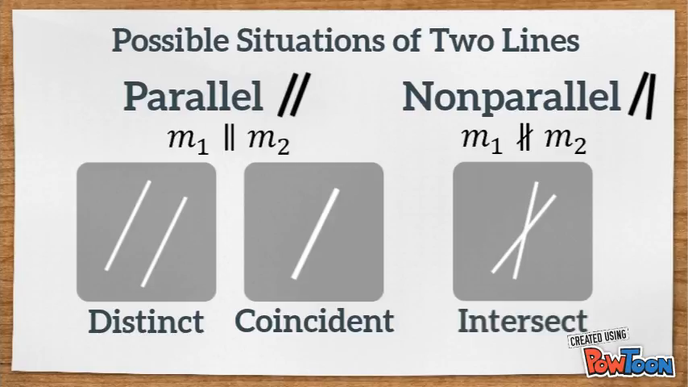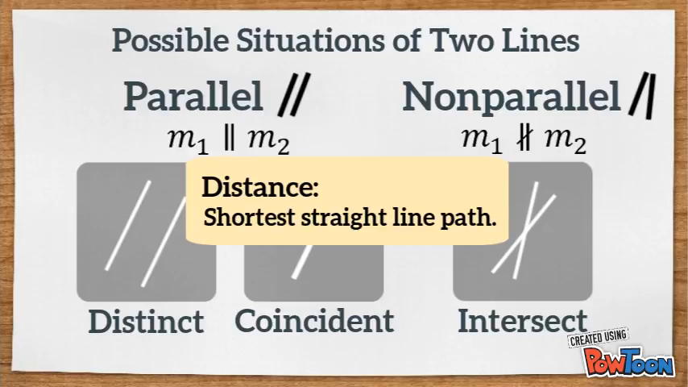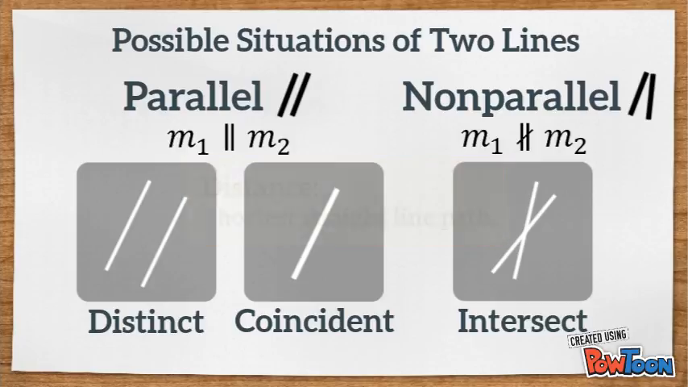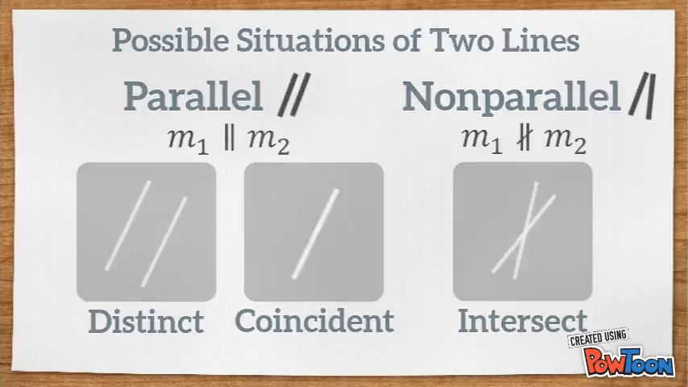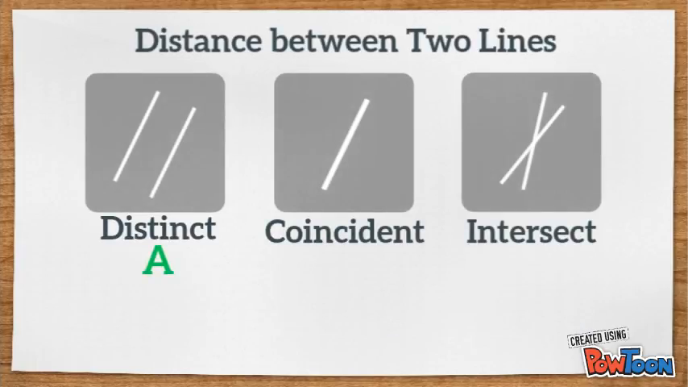Now, recall once again that distance is the shortest straight line path between two things. Let's evaluate the distance between two lines in each of these three cases. A. If the two lines are parallel and distinct, then the distance between them will be a line like this, which is normal to both lines.